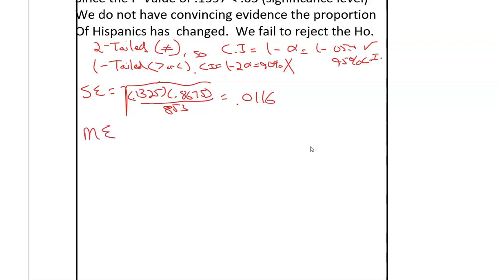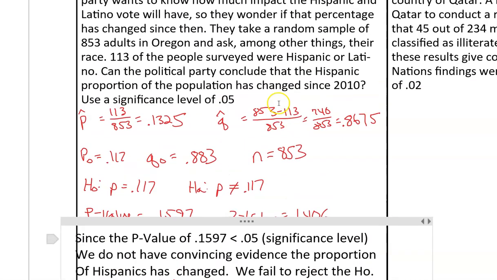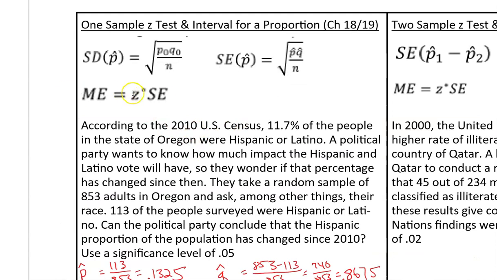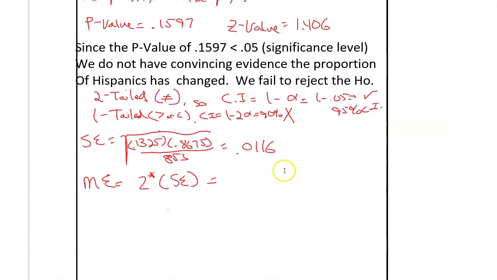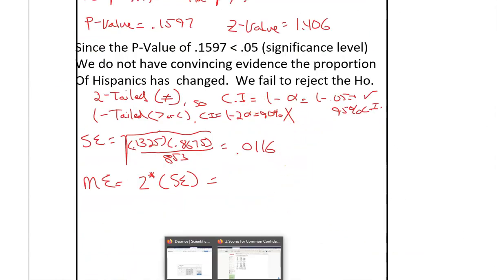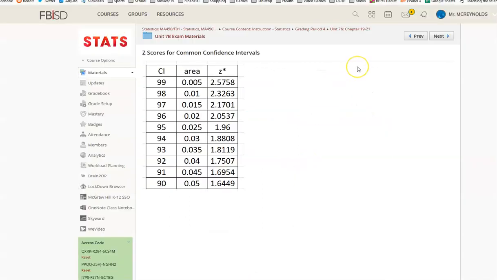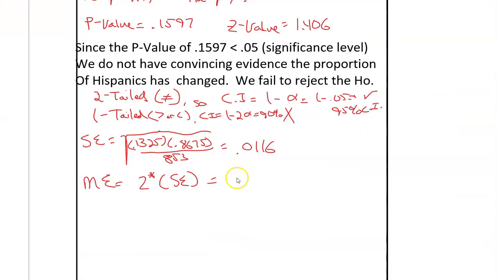And then to be able to find ME, ME is going to be Z star times SE, which is listed up here. You see, ME is Z star times SE. So I need Z star. And you'll have a formula sheet. By virtual, she might have it up on the board, but we'll have a formula sheet with this on it in class. And you look it up for 95%, and it's 1.96. So it's 1.96.